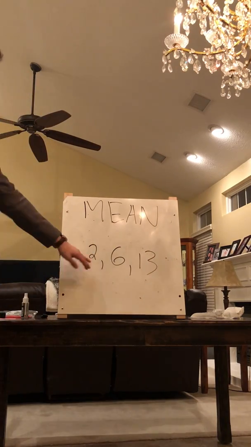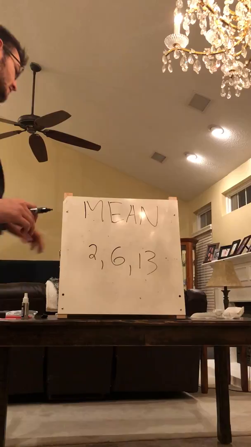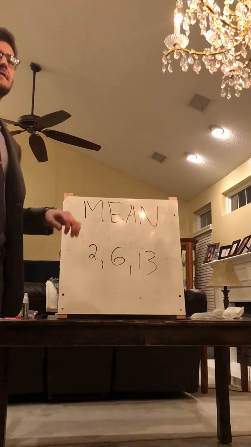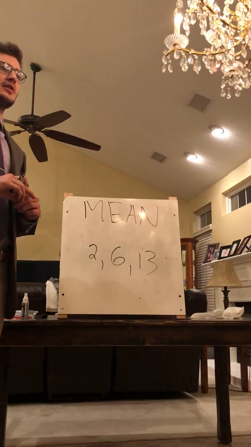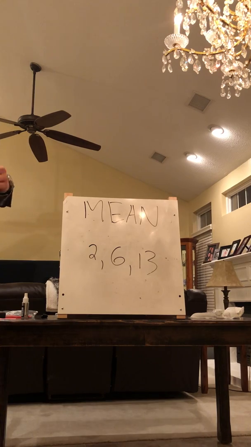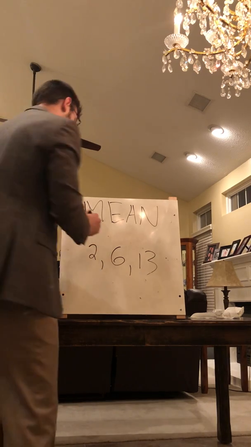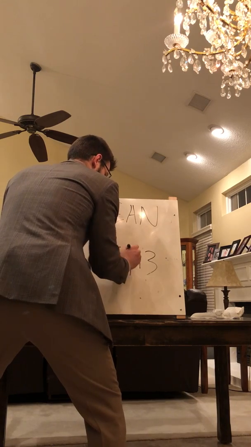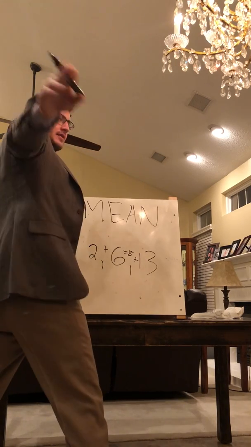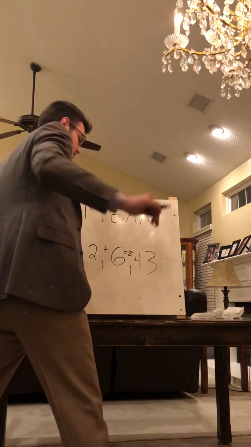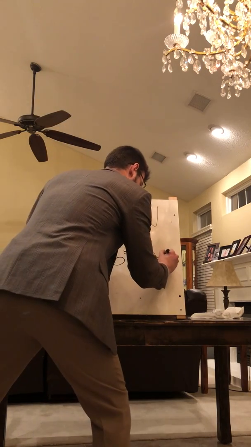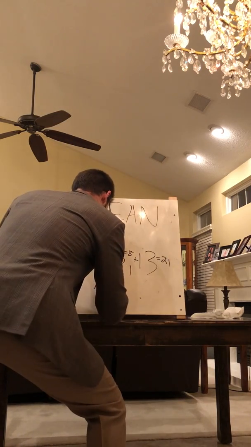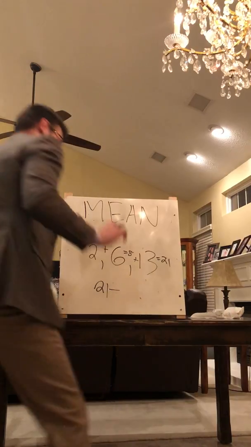All right, so we have 2, 6, and 13. All right, what is the first step? Does anybody remember? Jeff? That's right, you have to add the numbers together. So 2 plus 6 equals 8 plus 13. Jess? 21, that's right. Okay, so you take 21, and what do we have to do?